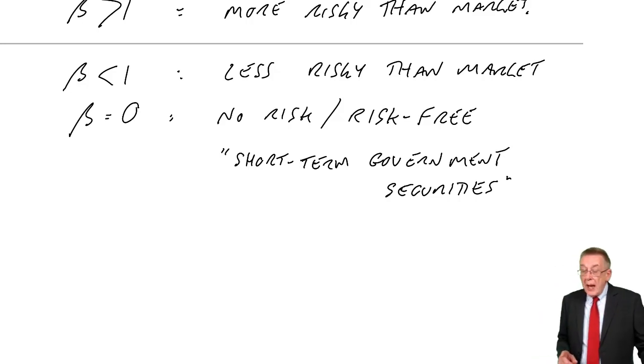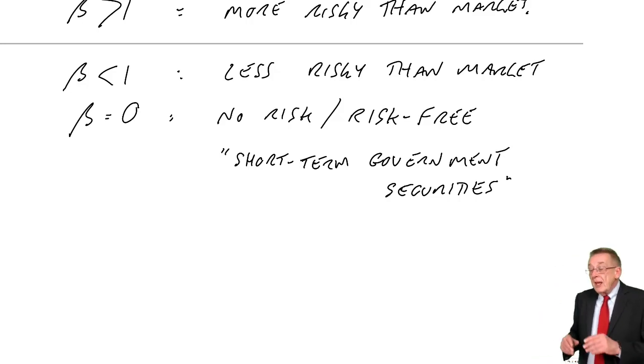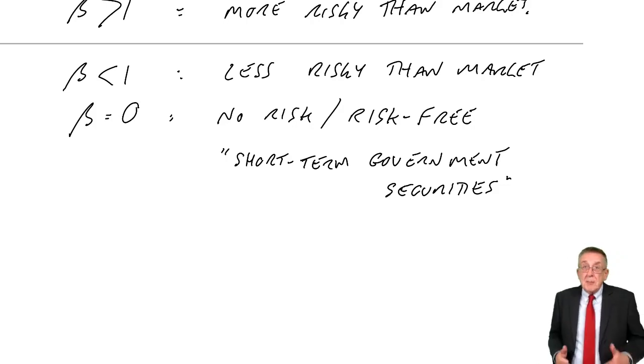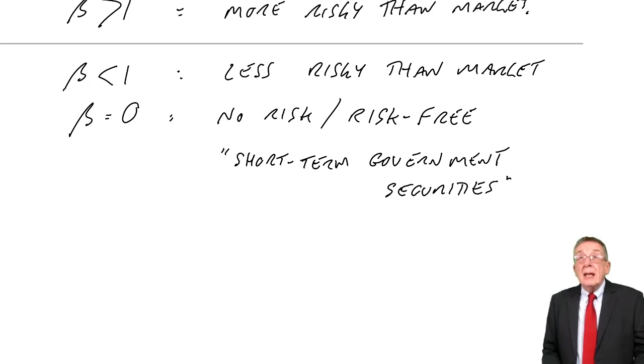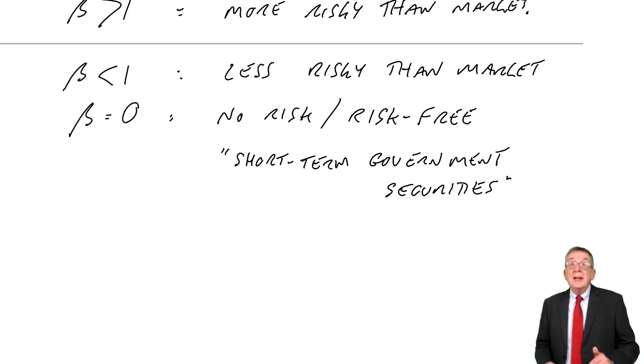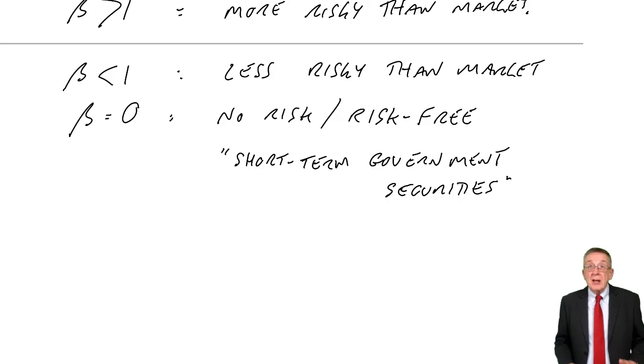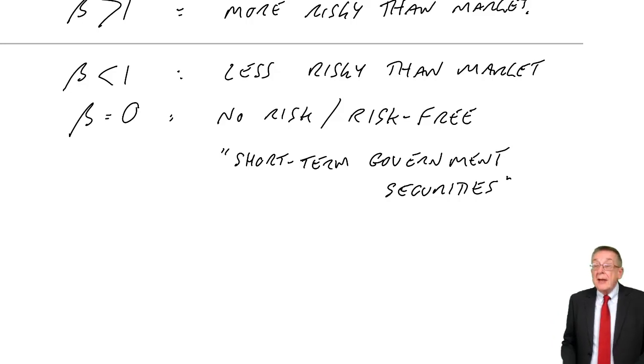However, I had said earlier, if we know how risky an investment is, the systematic risk measured by the beta, then we should be able to determine what return investors require. And there's a formula.